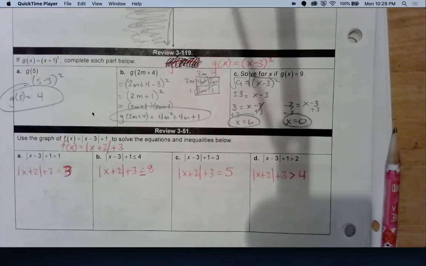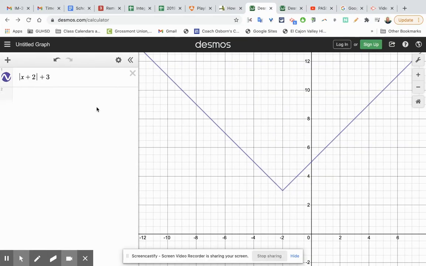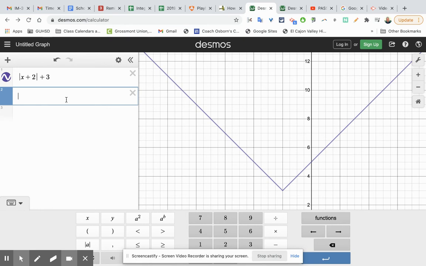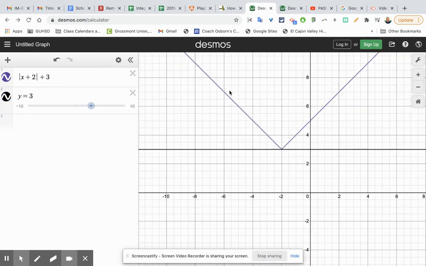And now we're going to be looking at these different situations. You notice how in all the problems it starts off with that function. So for you guys, x minus 3 and then plus 1 on all of them. Okay, so in the first situation, it's going to be the absolute value of x plus 2 plus 3. Basically, you're solving for this problem: when will this function equal 3? The way we'll do that is I'll type in y equals 3. So basically, when does this function here line up with the y value of 3?